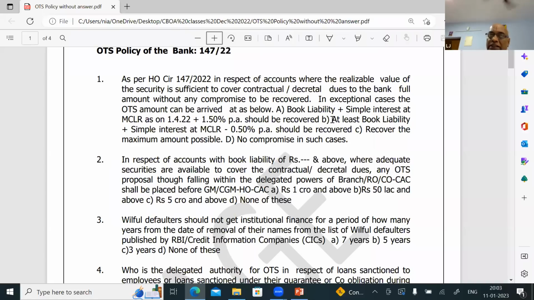If the other question is different, that is both realizable value and net worth are not sufficient, recover the maximum amount. So our question is the first point. In respect of accounts where the realizable value of the security is sufficient to cover the contractual or decretal dues to the bank, the full amount is to be recovered without any compromise. In exceptional cases, the OTS amount arrived at is as per A. So for question number 1, your answer should be A.